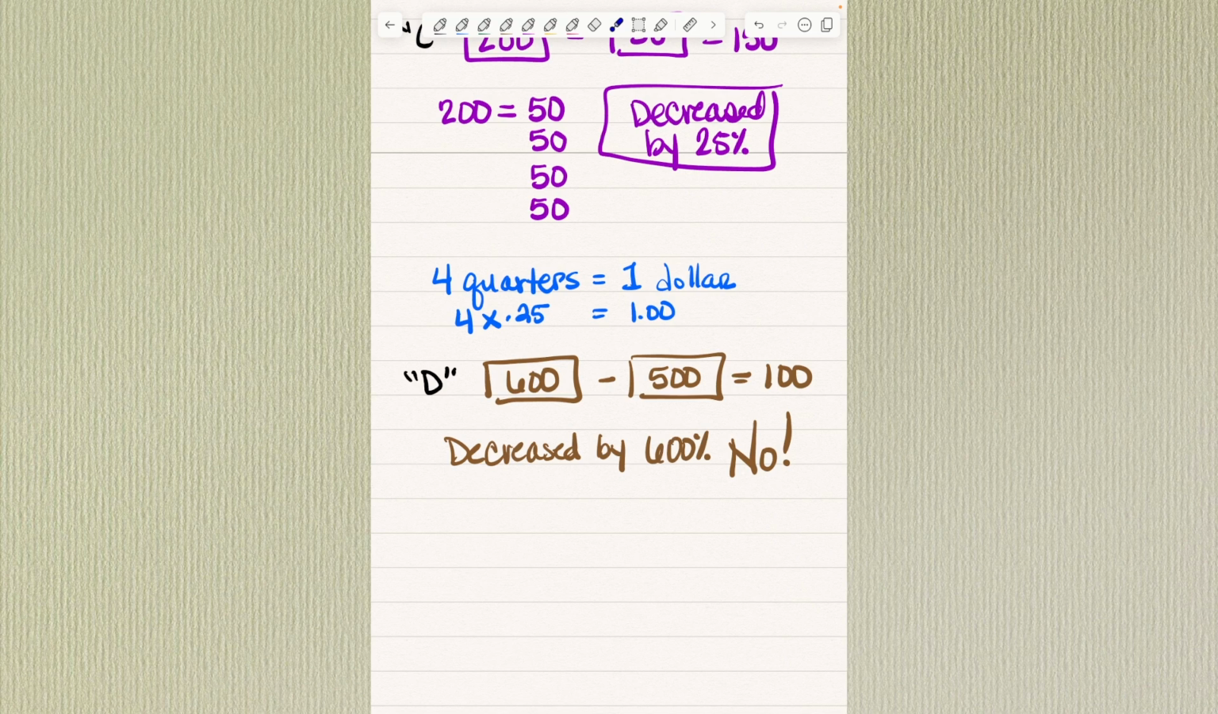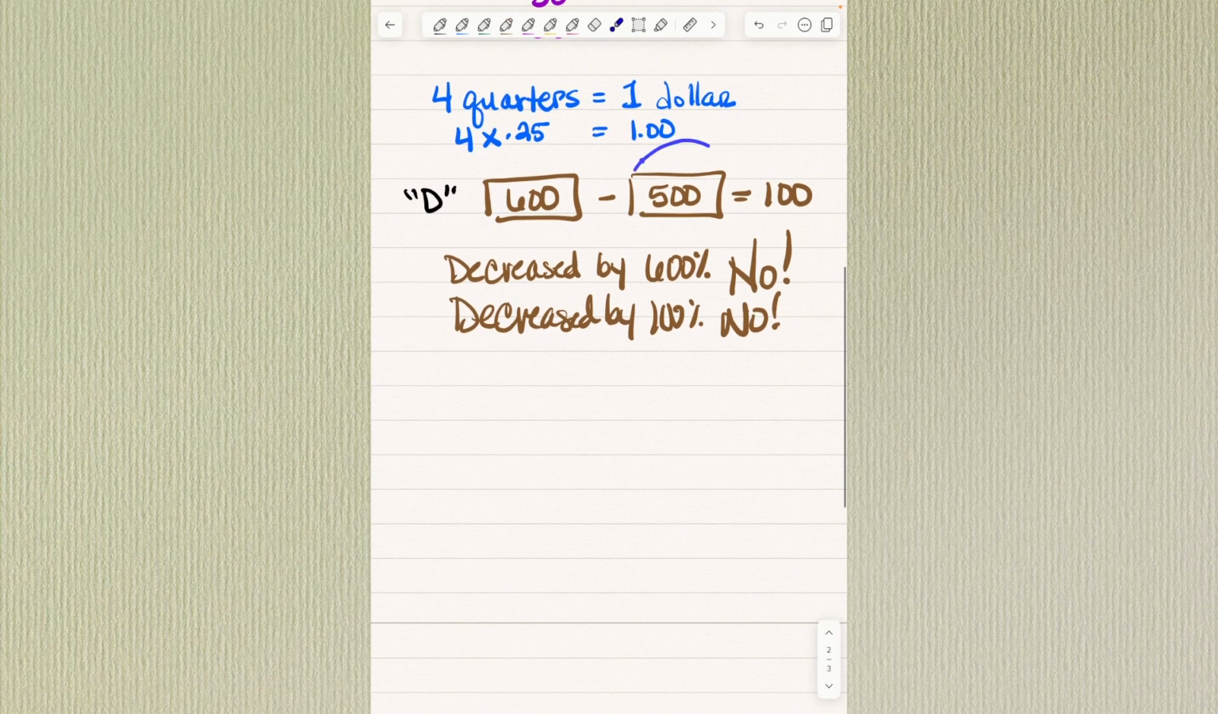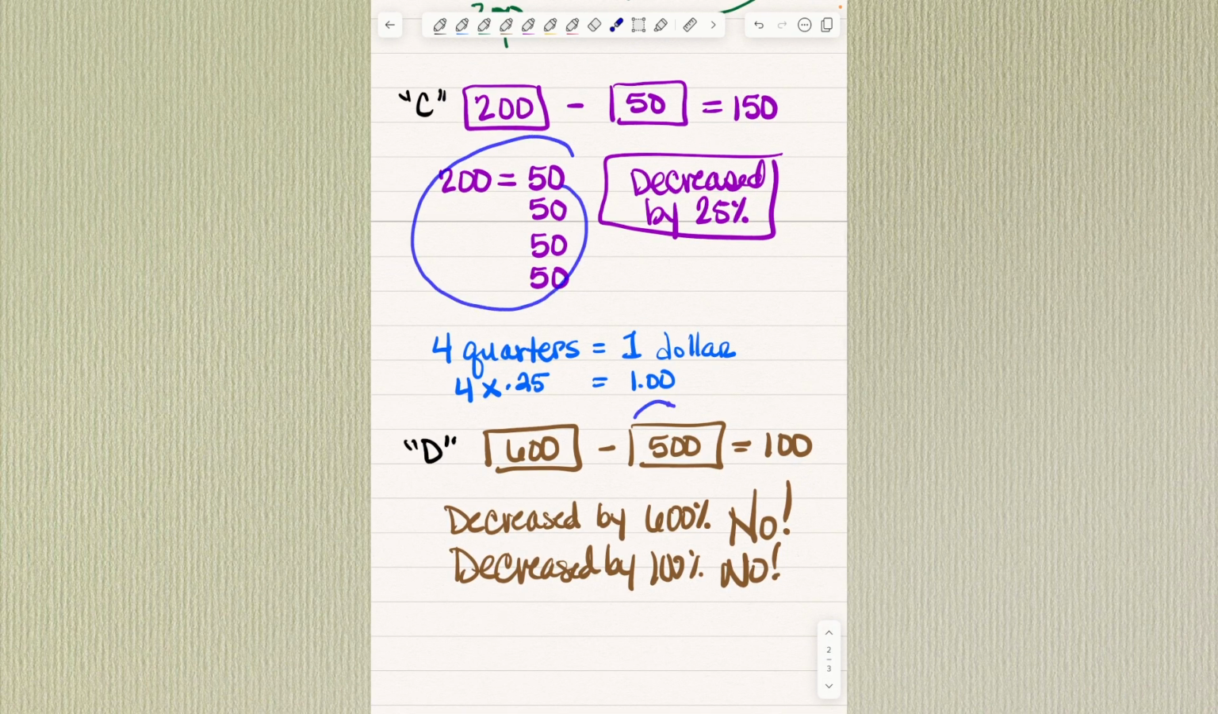So how big of a decrease was this? Was it a decrease of 100%? No, because 100% represents the whole thing. 600 is the whole thing. I only took 500 of it. So I didn't decrease by 100%, because I didn't take all the 600 back. I took just the 500. So again, I'm going to do exactly what I did up here, just so you can see it.